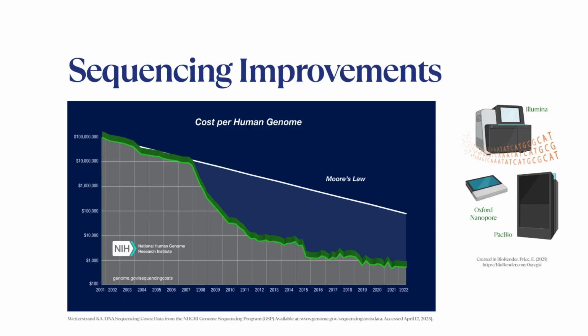Pangenomes have become possible because of sequencing improvements. This graph shows changes in the cost to sequence a human genome since 2001. At first, the cost savings were tracking Moore's law, which essentially says the computer speed and capability doubles every 2 years. So, as Moore's law was bringing down the cost of computing, sequencing was following suit.